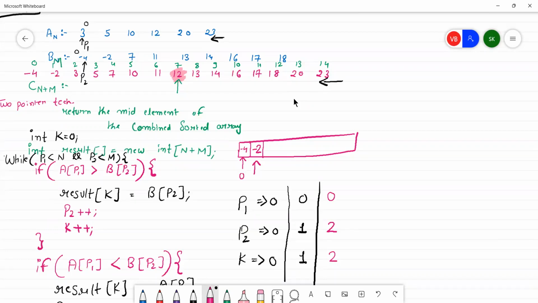We will see the next iteration and now we will compare 7 and 3. Which number is smaller? 3. So 3 will get stored here and now you can see 3 is from array 1, that is the A array. So P1 will increase this time and it will become 1. P2 remains as 2 and K will now become 3. Clear?